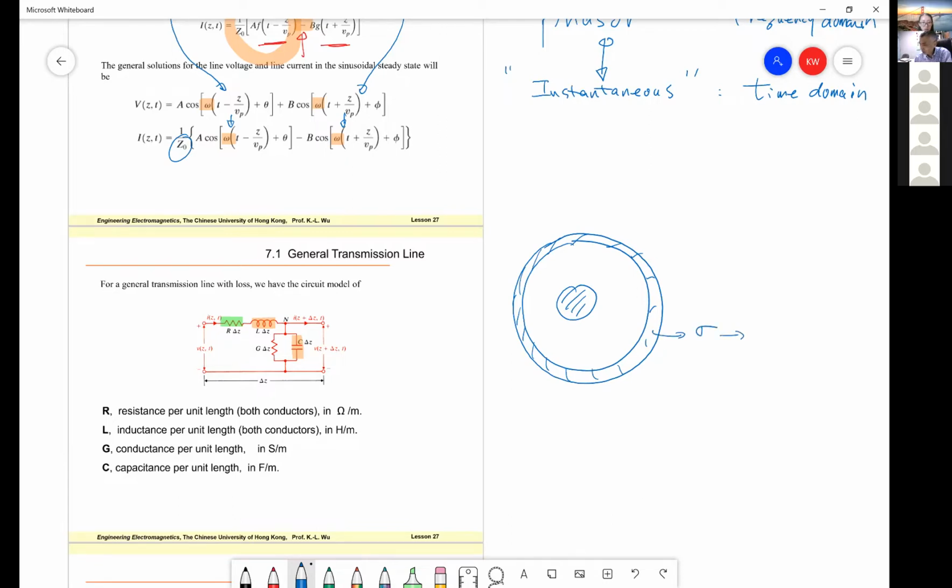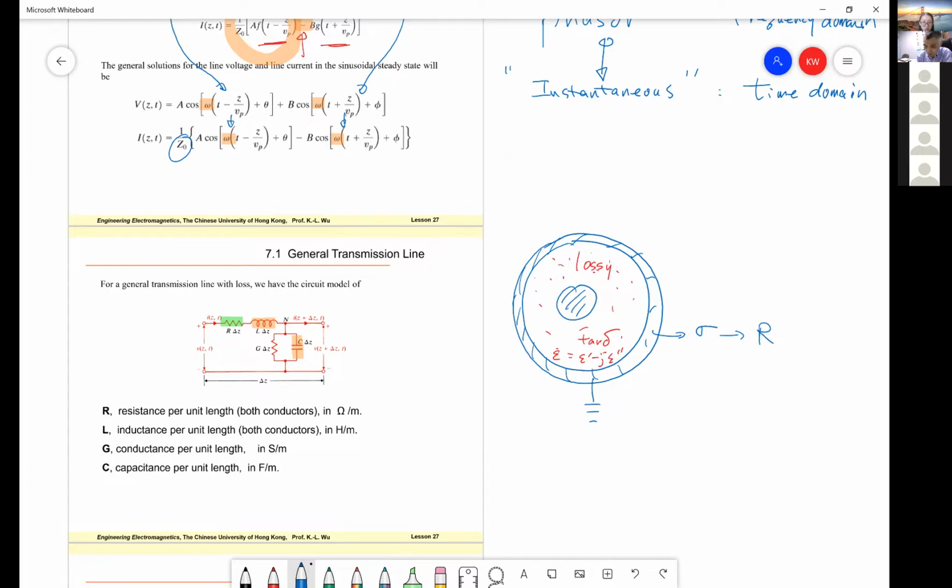Then you have R. The substrate, you have a loss tangent, or your permittivity has a real part and imaginary part, so you also have a loss. That means this also could be lossy, right? And then this is our ground, you also have the loss, it is lossy.